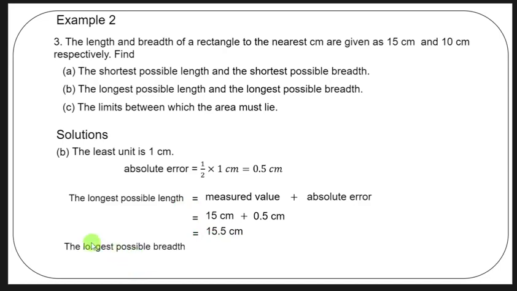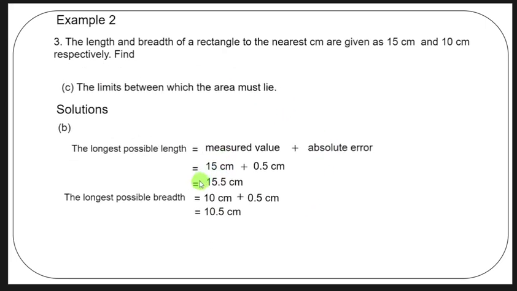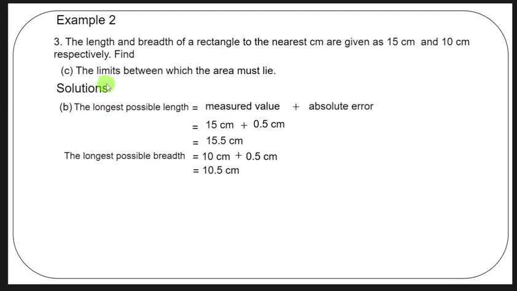Then we'll also get the longest possible breadth. We'll use this one now for breadth, where we'll say equals 10 plus 0.5 centimeters, which gives us 10.5 centimeters. So we have found B. Now let's go for C, where they're saying we find the limits between which the area must lie.